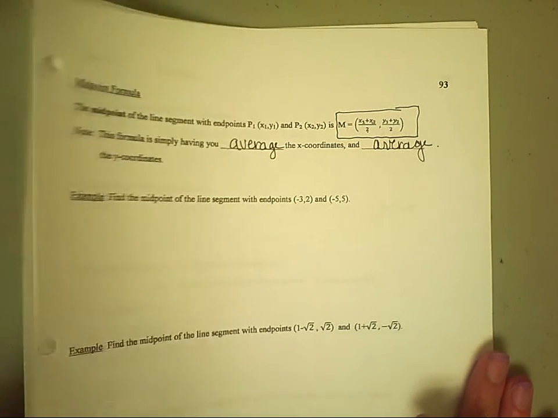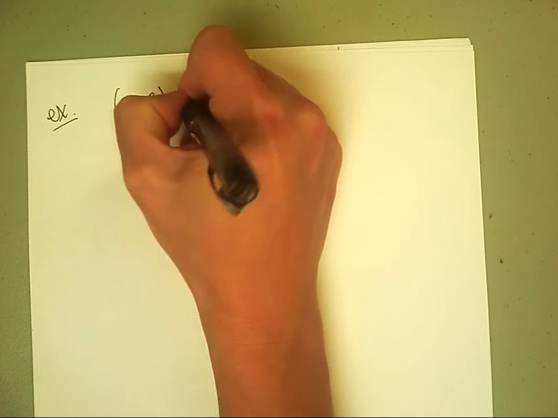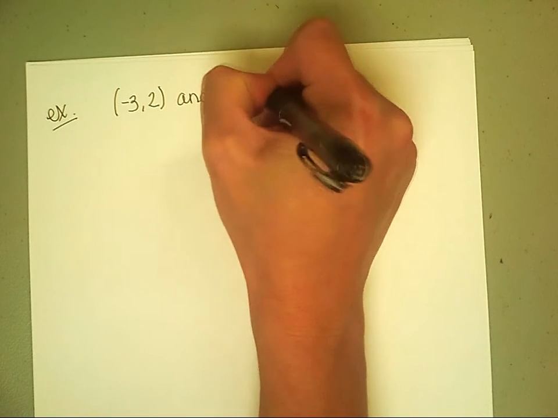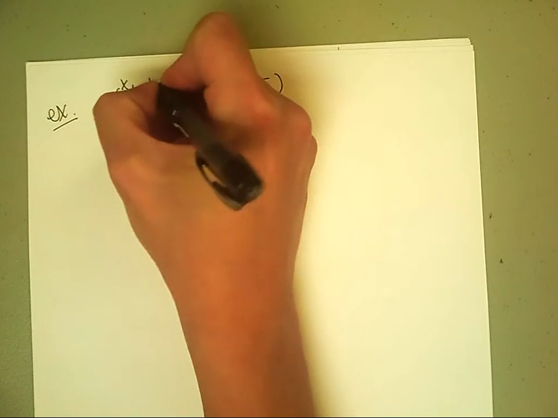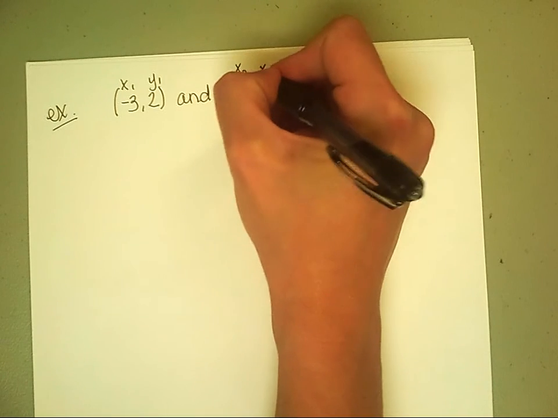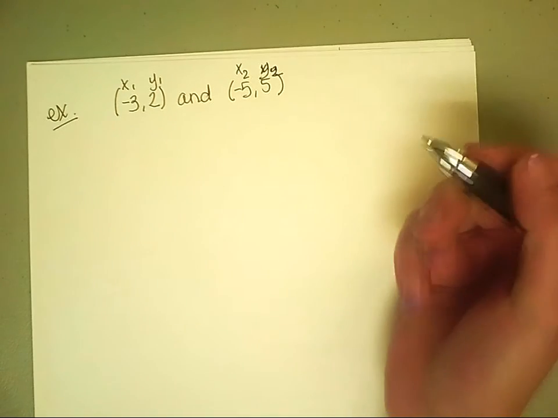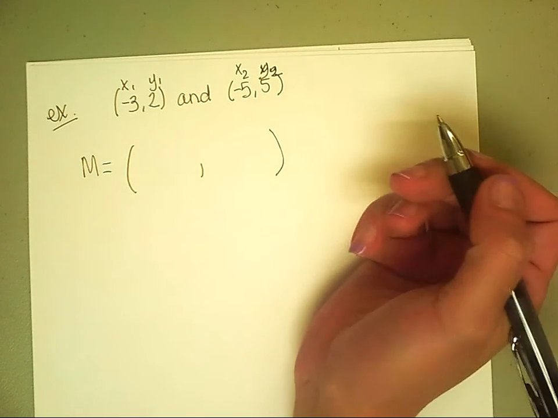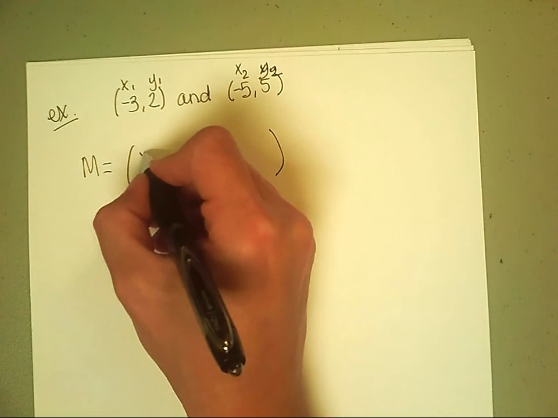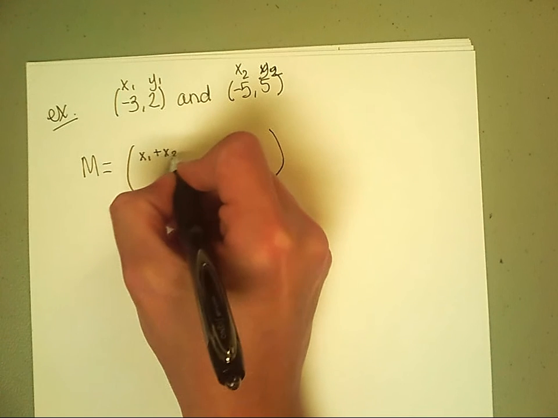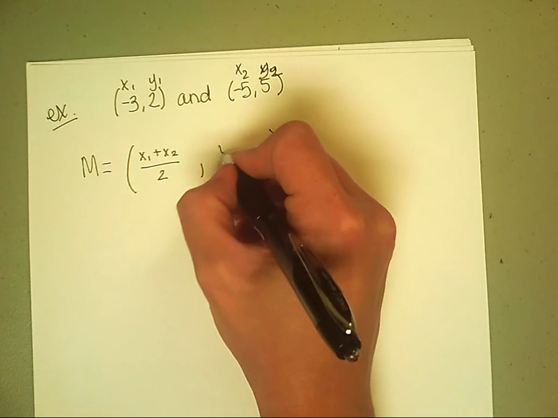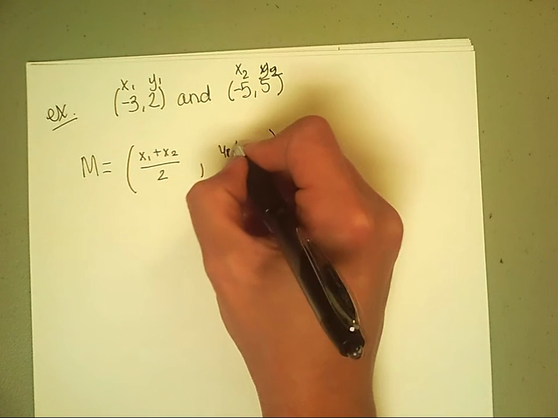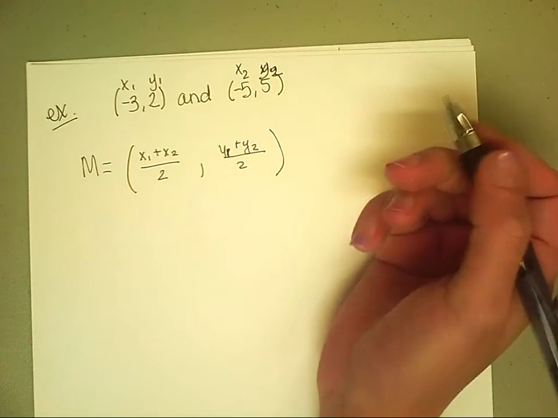Alright, let me do this on a little bit bigger piece of paper. Okay. So, for example, we have the points -3, 2 and -5, 5. This is x1. We'll call this one y1. Call this one x2. Call this one y2. Now the midpoint is an ordered pair. So the first coordinate is going to be the x-coordinate. You take the average of the two x's. And for the y-coordinate, you also average the y's.